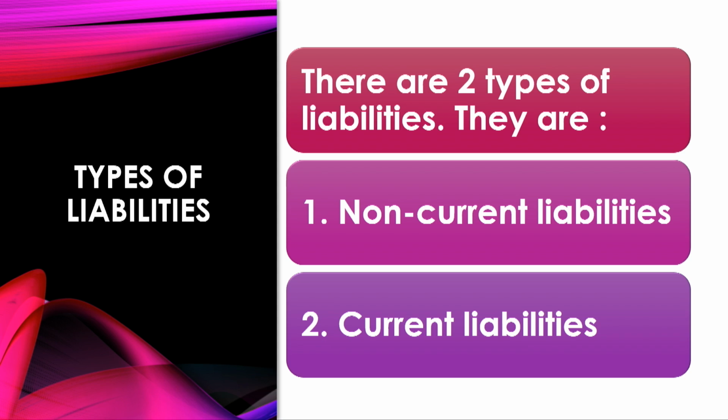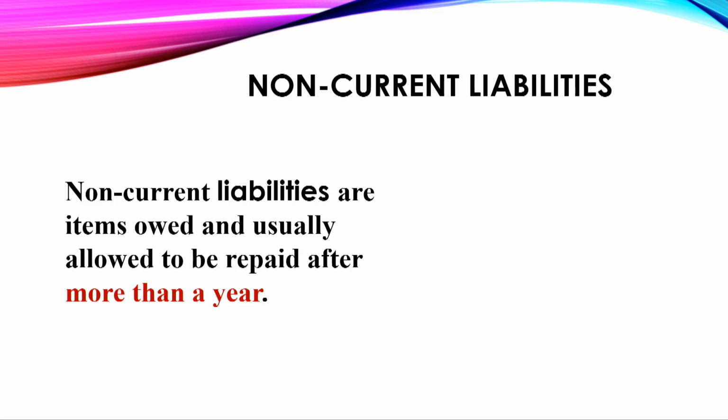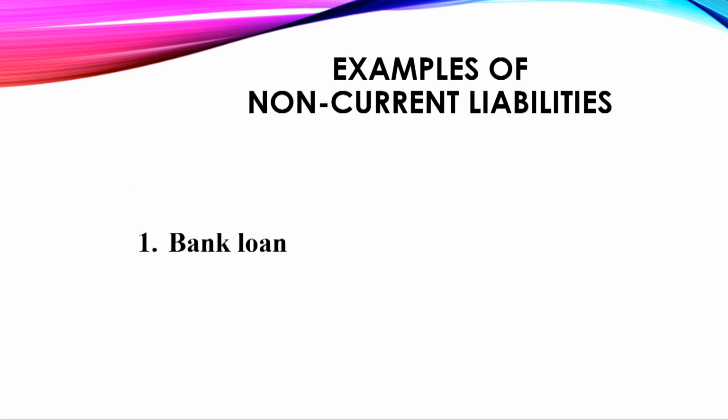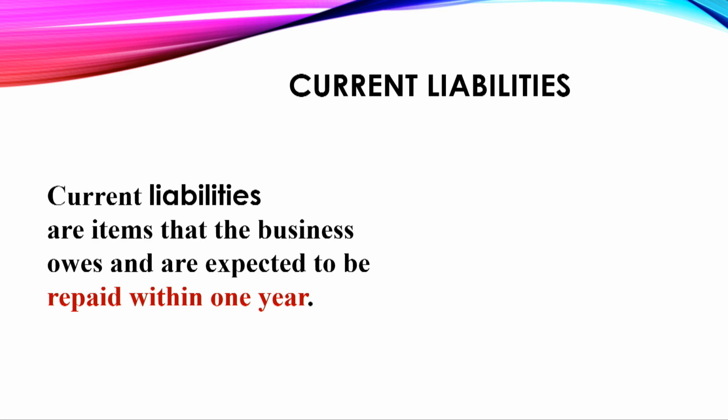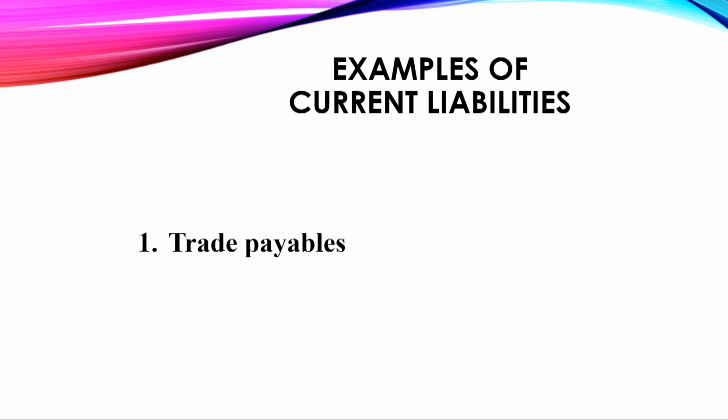There are two types of liabilities, namely non-current liabilities and current liabilities. What are non-current liabilities? They are items owed and usually allowed to be repaid after more than a year. An example of non-current liabilities is bank loan. What are current liabilities? They are items that the business owes and are expected to be repaid within a year. An example of current liability is trade payables.